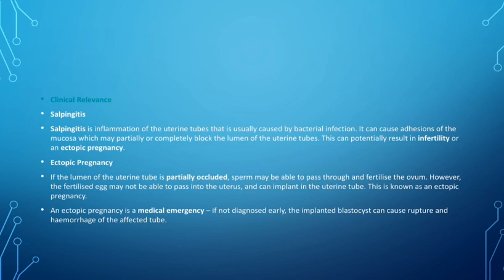Ectopic pregnancy. If the lumen of the uterine tube is partially occluded, sperm may be able to pass through and fertilize the ovum. However, the fertilized egg may not be able to pass through to the uterus and can implant in the uterine tube. This is known as the ectopic pregnancy. An ectopic pregnancy is a medical emergency. If not diagnosed early, the implanted blastocyst can cause the rupture and hemorrhage of the affected tube.